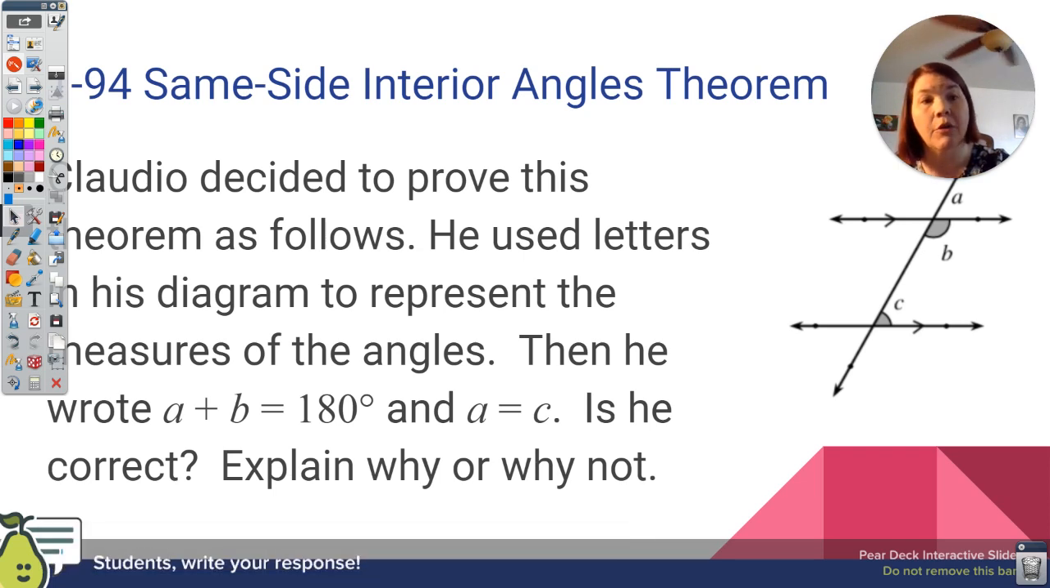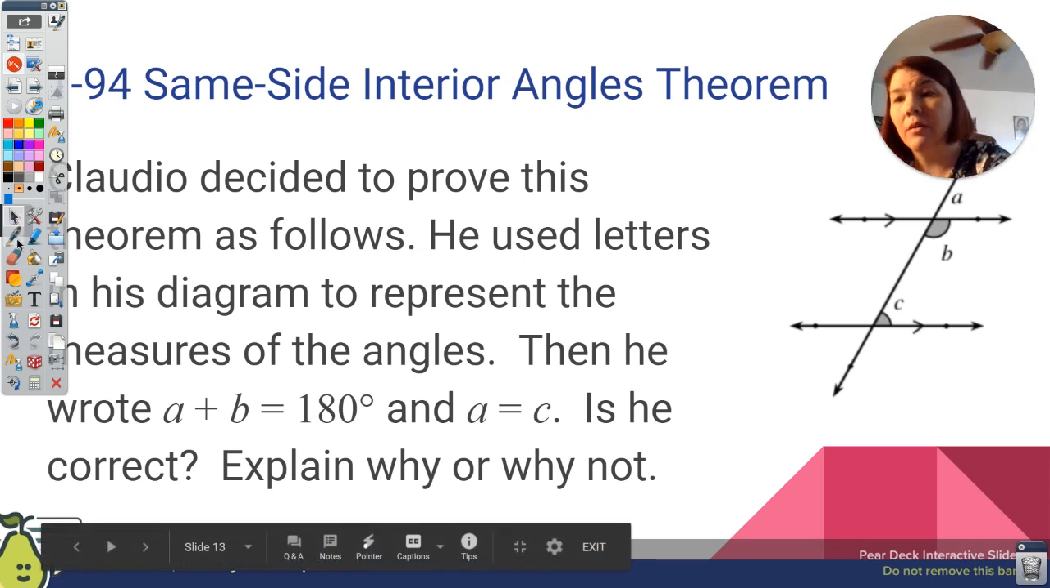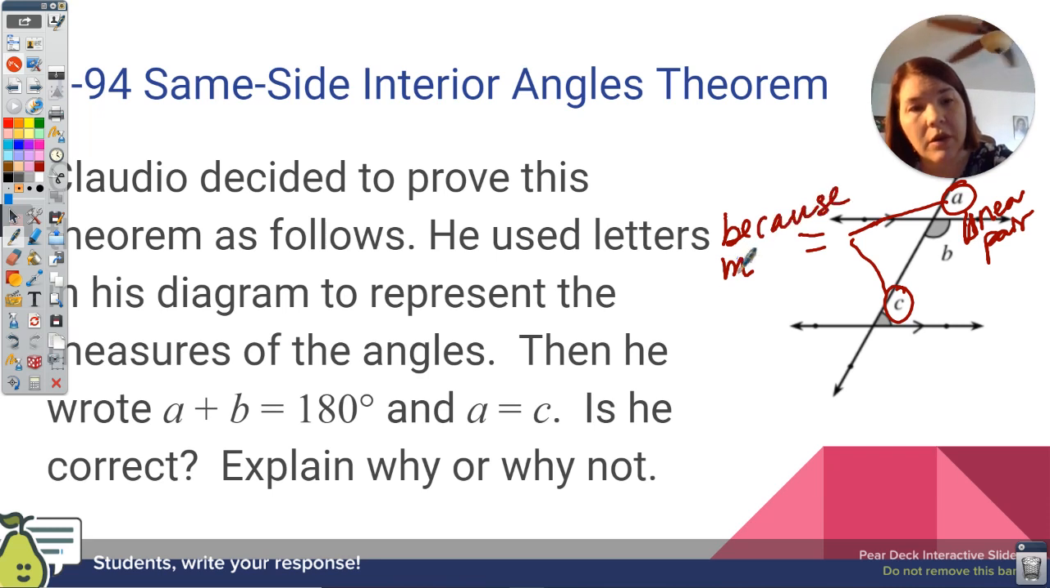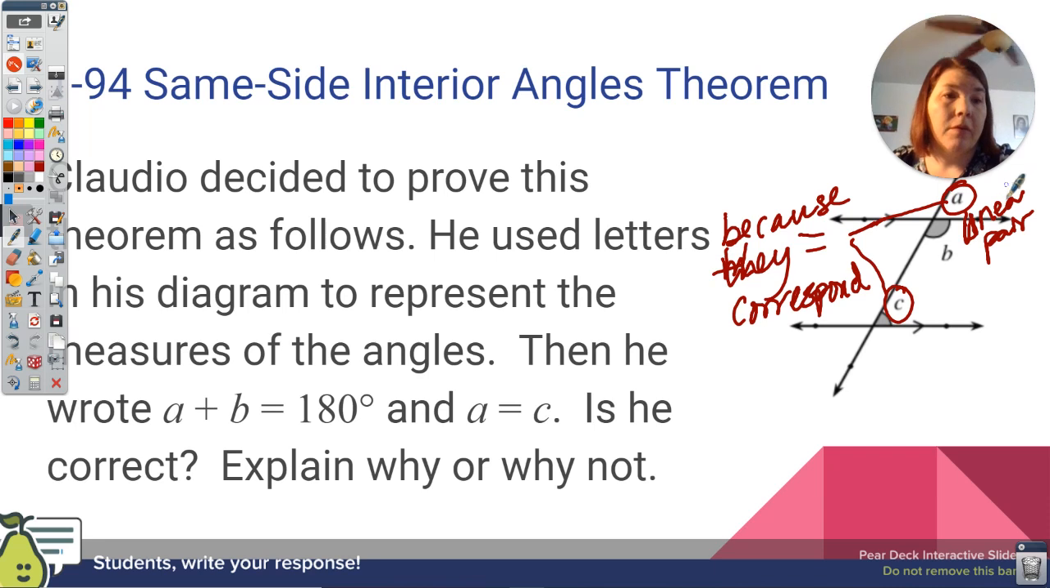in explaining why A plus B is 180, because they are a linear pair. So I'm going to go ahead and write the words down. The reason here is linear pair. And these two angles are congruent or equal because they correspond. And remember, correspond means in the same position. Okay, so linear pair because they add up to 180, in the same position, so they correspond. Okay. Are there any questions? All right, let's see what we got here.